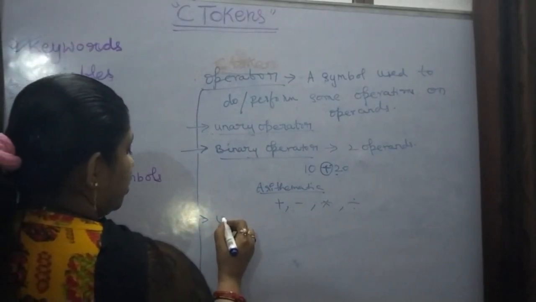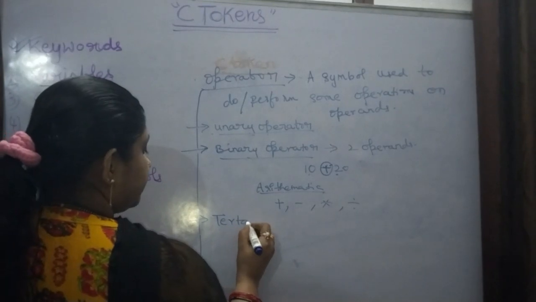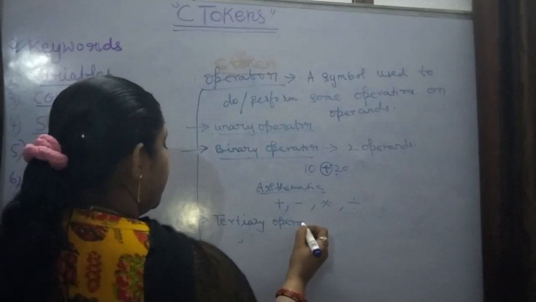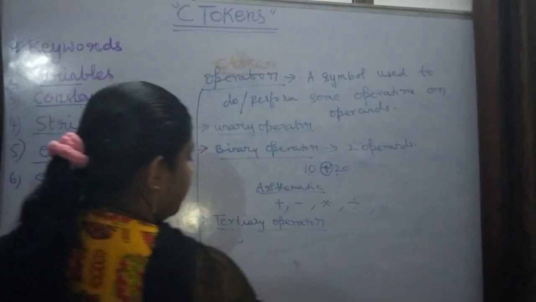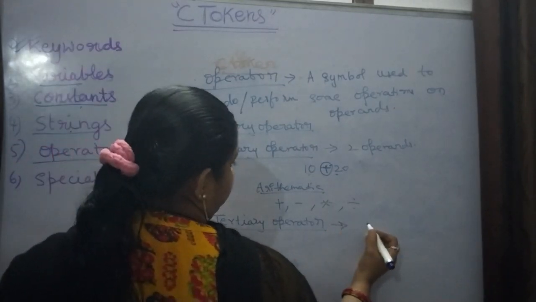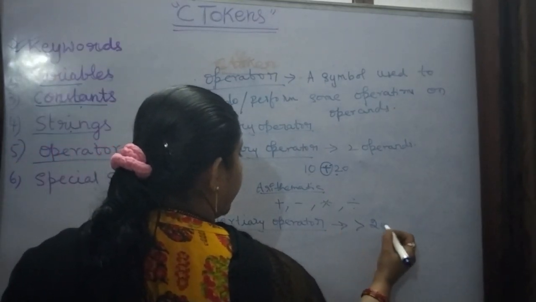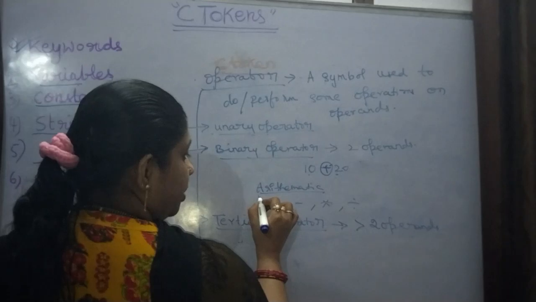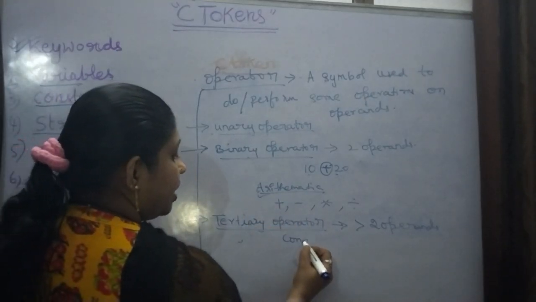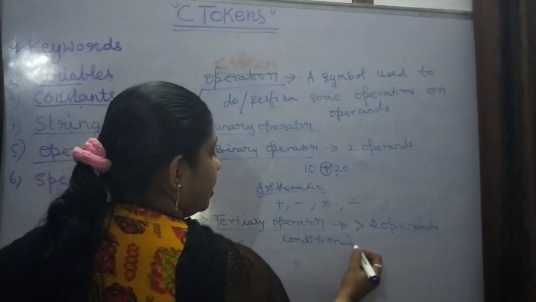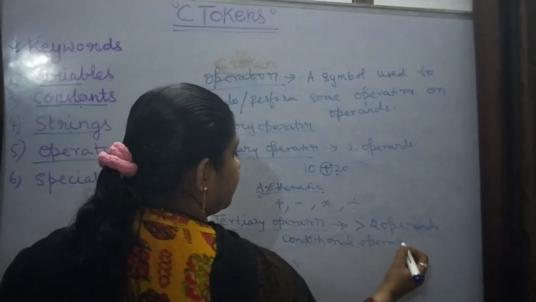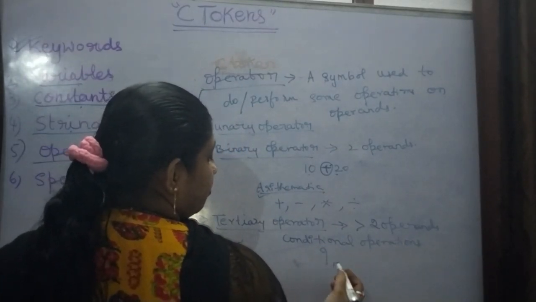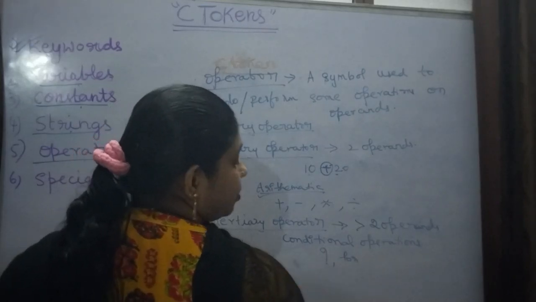Now the third one is the tertiary operator. Here you can use more than two operands, and where binary uses arithmetic operations, here you will do conditional operations, like questions and for loops, all those things you will be using.